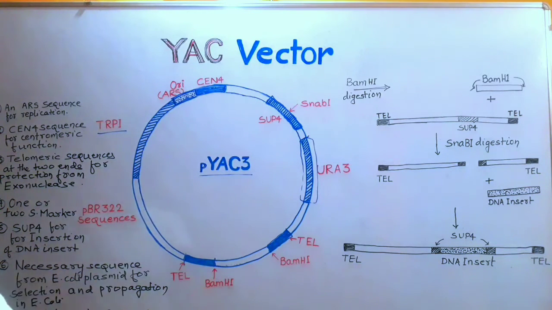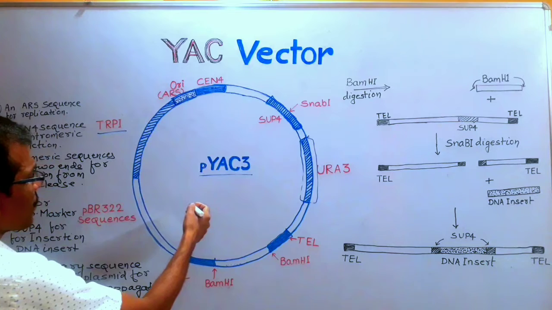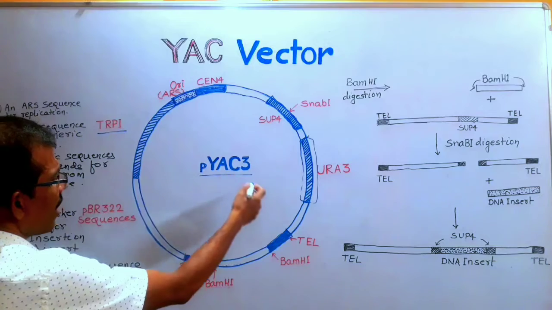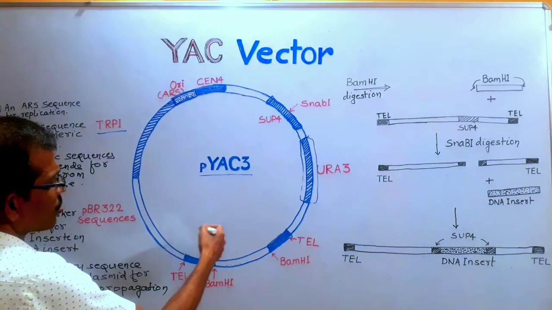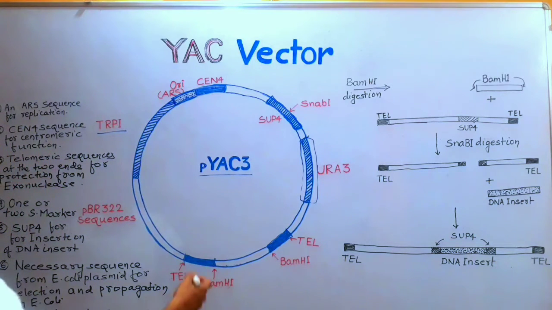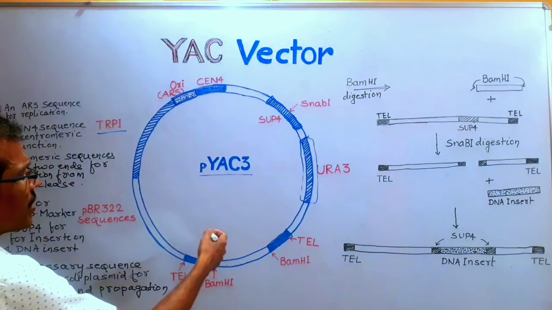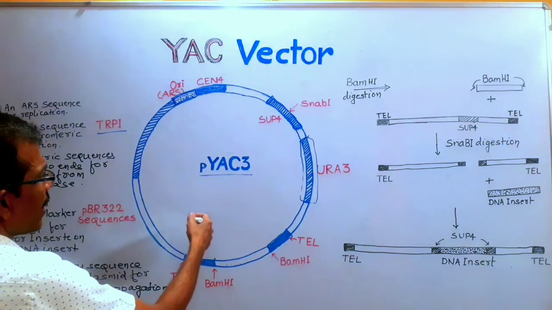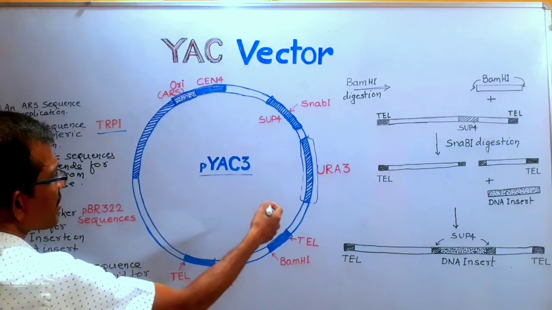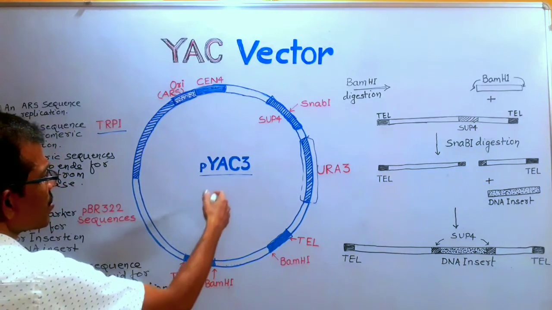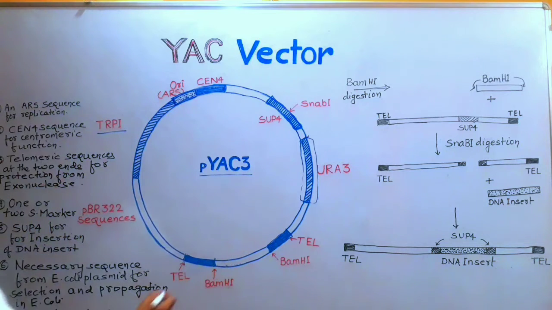This yeast artificial chromosome also contains necessary sequences from E. coli plasmid for selection and propagation within the E. coli cell. Actually, the yeast artificial chromosome is a shuttle vector. That means the yeast artificial chromosome is itself propagated inside bacteria and cloning is done inside yeast. So this yeast artificial chromosome is known as a shuttle vector.